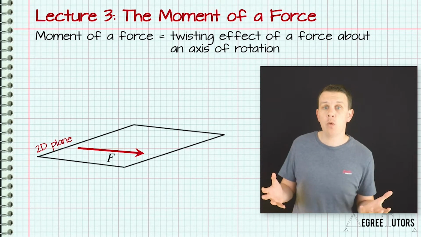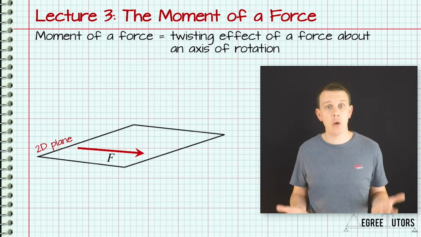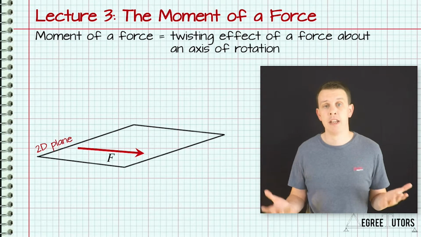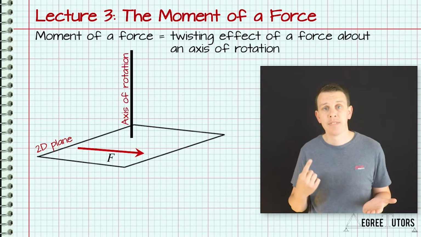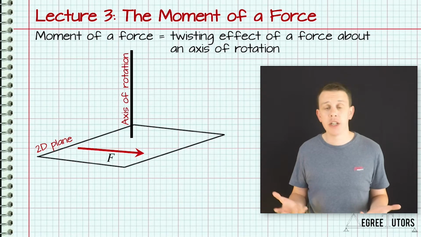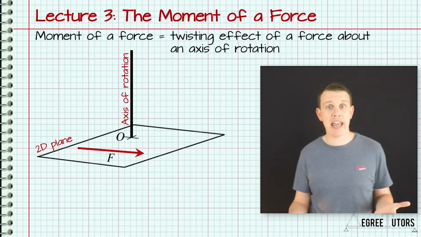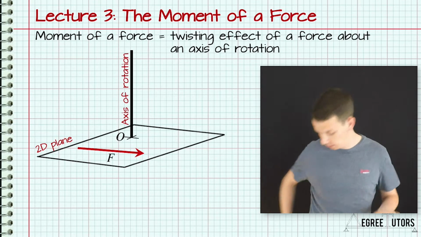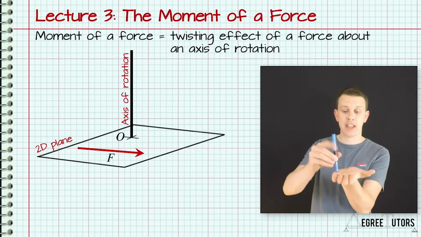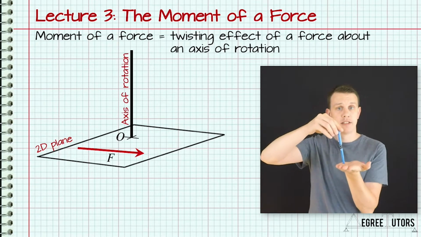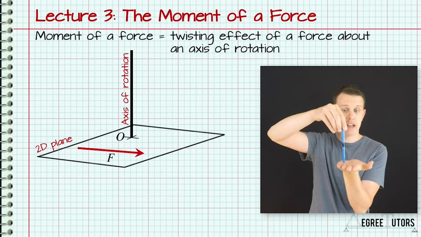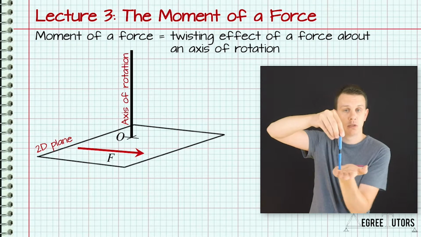Now we imagine emerging up out of the sheet of paper, or our 2D plane, a perpendicular axis of rotation. So this axis is perpendicular to the plane, and you can imagine it as almost like a pen standing up on the sheet of paper. In fact, I have a pen standing up on the sheet of paper. My hand represents the 2D plane and the pen represents the axis about which any rotation would take place.